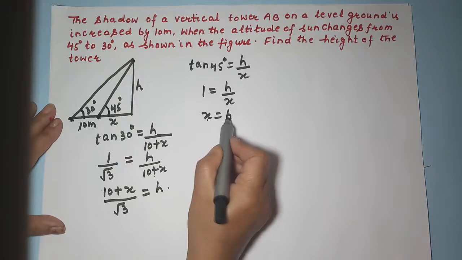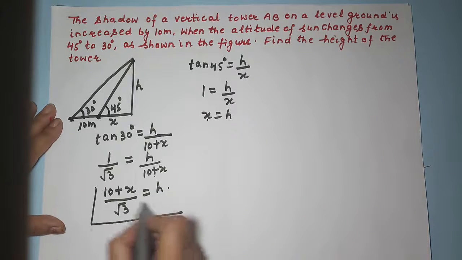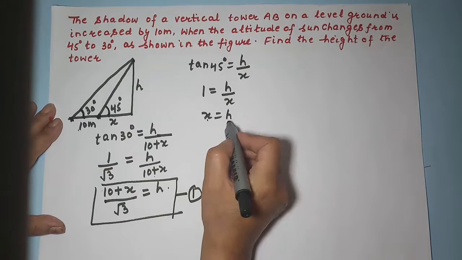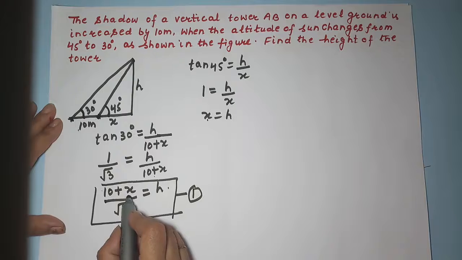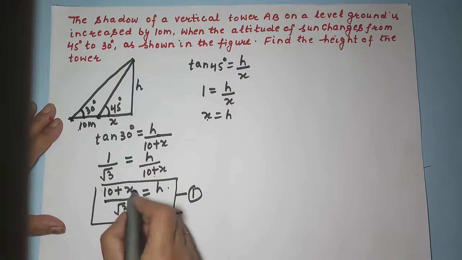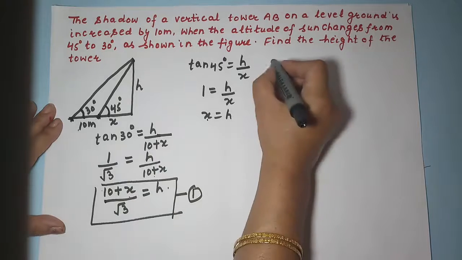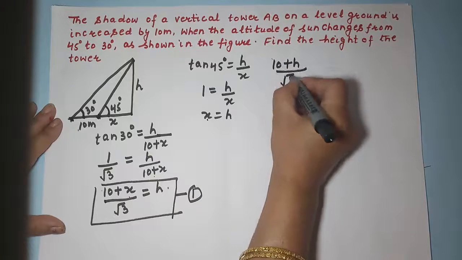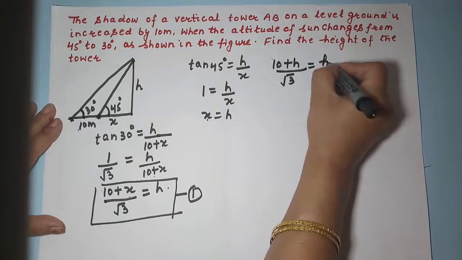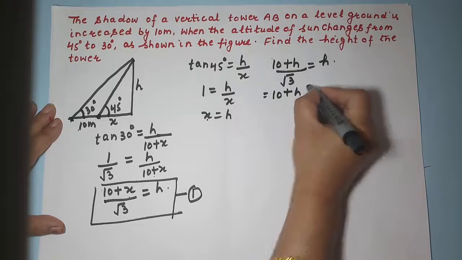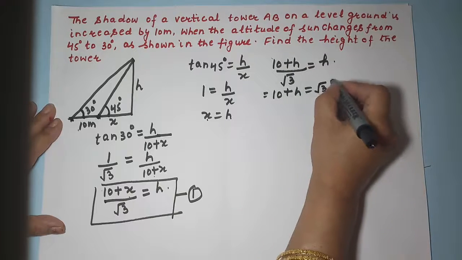So what will you do? You will go back to this equation and replace the value of x by h so that you can calculate the value of h, right? Let's replace this x by h. So what will we get? 10 plus h upon root 3 is equal to h. If we cross multiply, we will get 10 plus h is equal to under root 3 h.